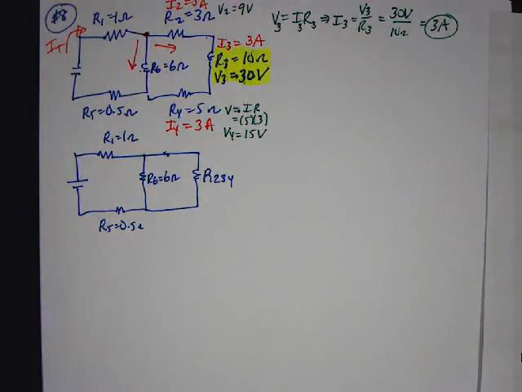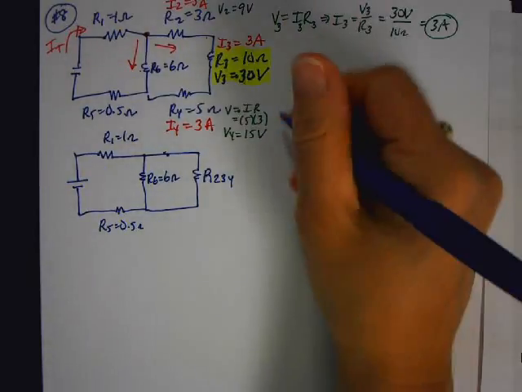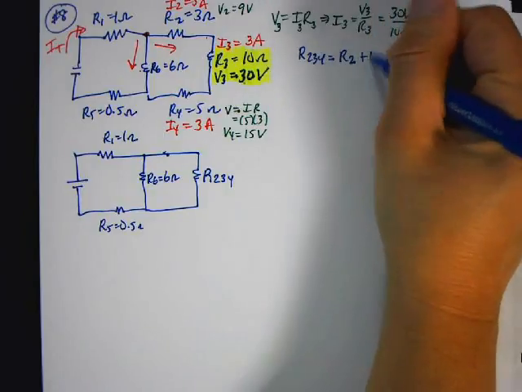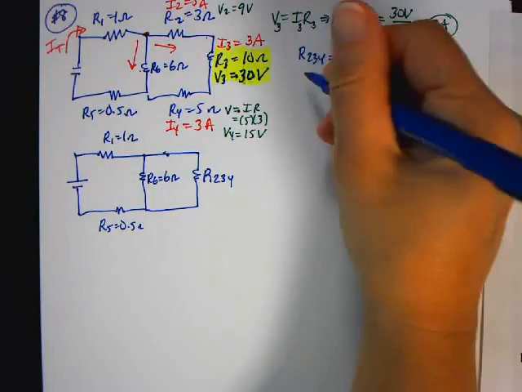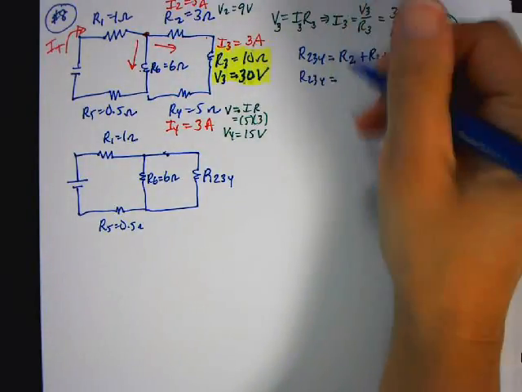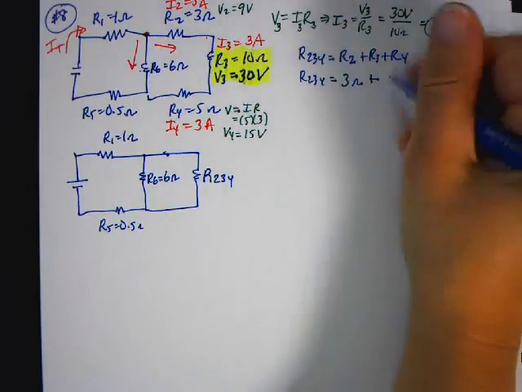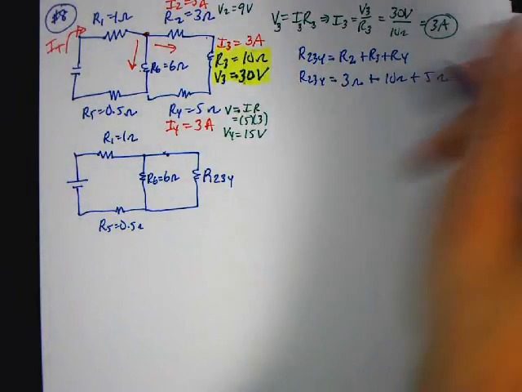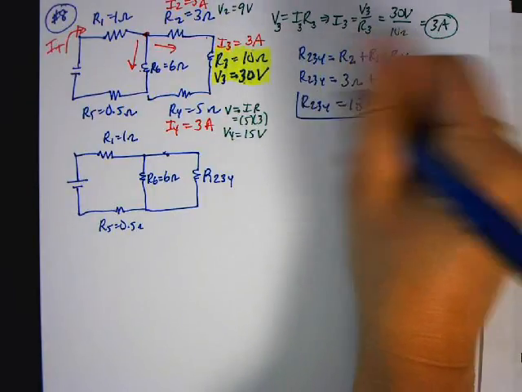Now, how do I find R234? I know R234 is found by adding these in series. So R234 is equal to R2 plus R3 plus R4. So R234 is equal to 3 ohms plus 10 ohms plus 5 ohms. So R234 is equal to 18 ohms.